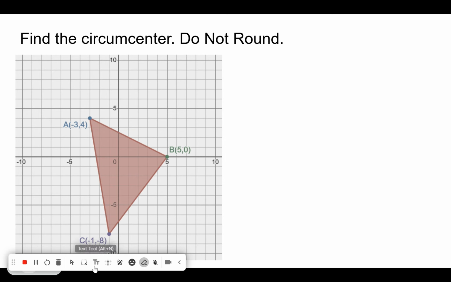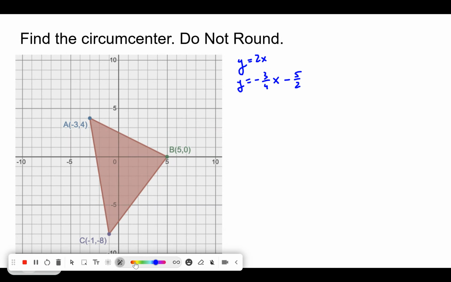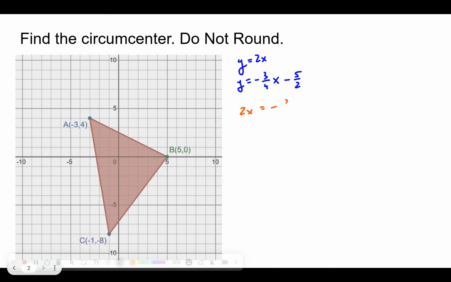Okay, so now our two equations, and I'll write them back up here, were y equals 2x and y equals negative 3/4 x minus 5/2. What we're going to do here is take the two equations and set the expressions equal to each other. So we're going to do 2x equals negative 3/4 x minus 5/2. So we just get rid of the y's, right? This is a method of substitution.